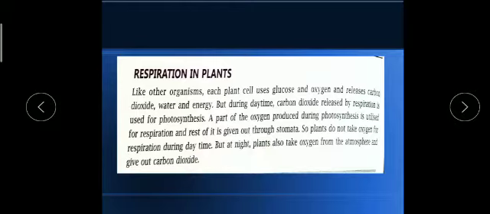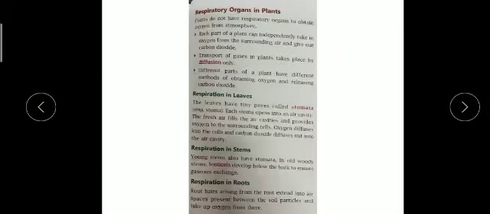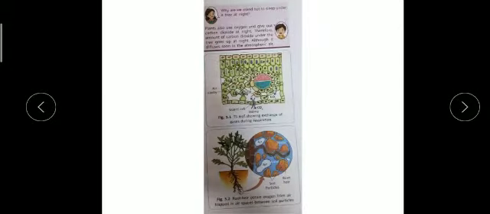At daytime, as sunlight is there, the plant can easily perform the photosynthesis process, and oxygen is one of the products of photosynthesis. In my next video I will explain how these two processes are interrelated.